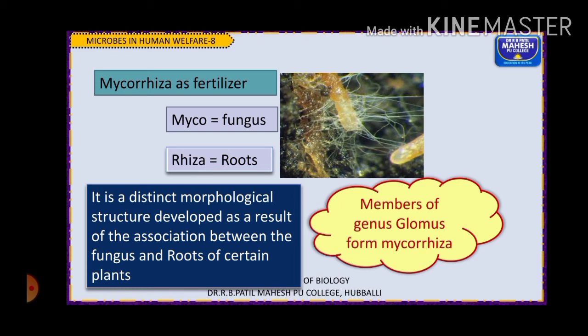So this association helps them to get the supply of the deficient nutrients and also other benefits like resistance to root-borne pathogens, tolerance to salinity, drought, etc. So it also helps in the overall growth and development of the plant. One example is that mycorrhiza are formed by many members of the genus Glomus. So this is one good example.